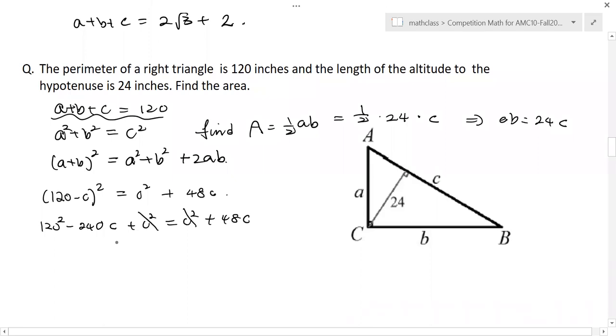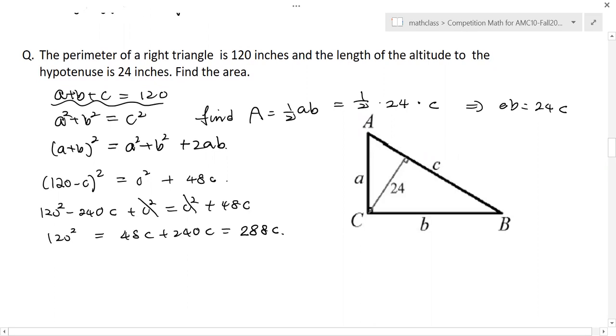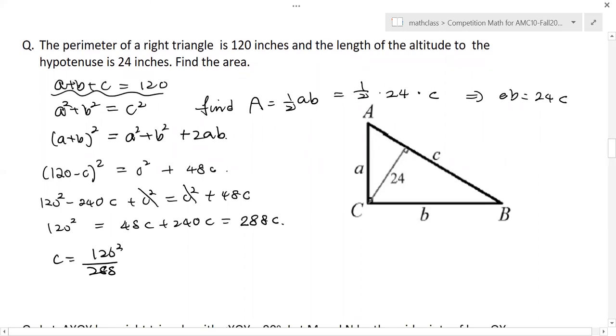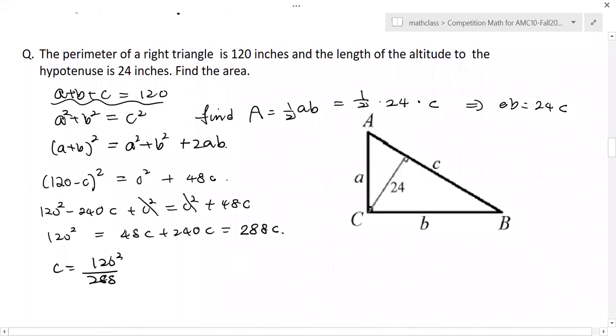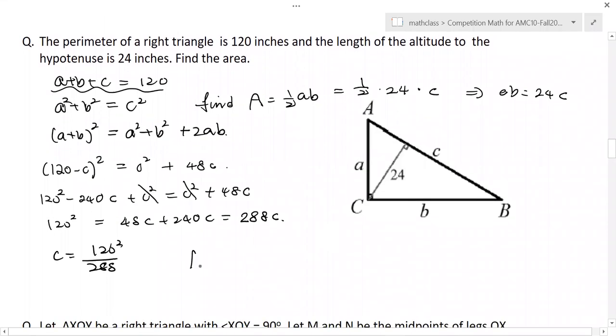Okay. Then I move the term 120 squared here, 48C plus 240C. That is going to be 288C. Okay, so from here, I got the value of C is 120 squared over 288. Now you can simplify it, right? But anyway, I got C. Once I got C, I can get the area, right? Area is 12 times C, right? So I did not have time to simplify it, okay? 12 times C, so it's 12, C is 120 squared over 288.